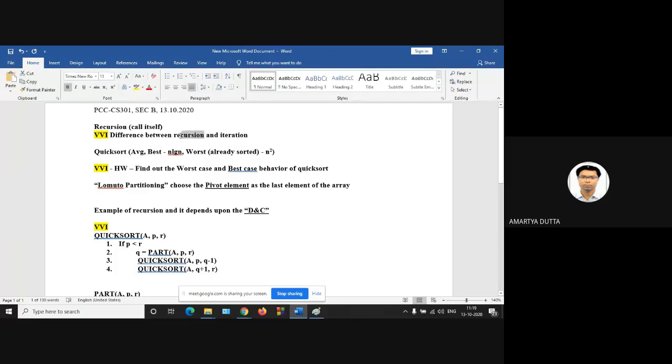Recursion uses a system stack. Recursion always uses a system stack. Okay.